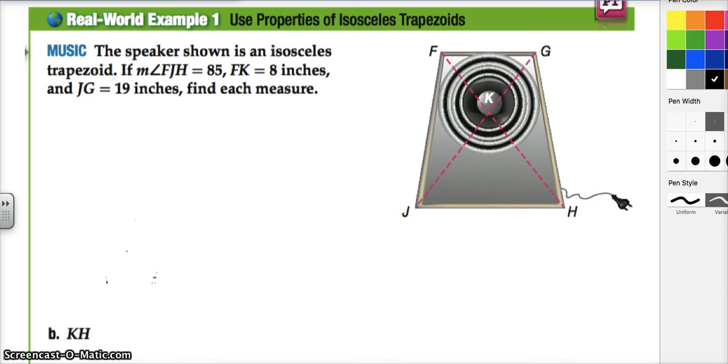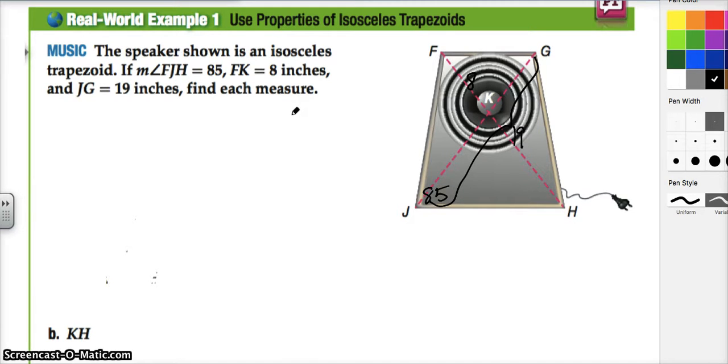All right, so here we go. We have a speaker here in example 1. The speaker shown is an isosceles trapezoid. And if the angle FJH, that's this guy, is 85 degrees, and FK, where's FK? Oh, there it is, FK. If FK is 8 inches, and JG is 19 inches. They're getting real intricate here. 19 inches. Hopefully you guys can see that.